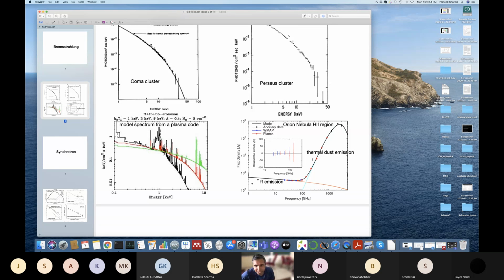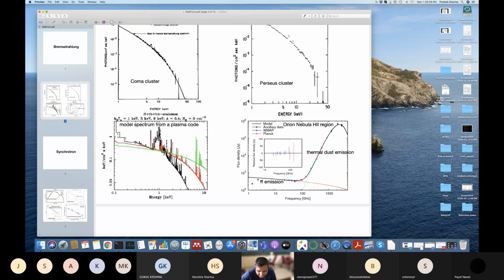What about this one? This is another example of free-free emission observed, but now in an HII region. What is an HII region? If you have a very bright star, that star emits a lot of photons at energies in the UV. These UV photons can ionize neutral hydrogen around this massive star, and these ionized regions are called HII regions. So this has gas at 10 to the 4 Kelvin, basically plasma at 10 to the 4 Kelvin.